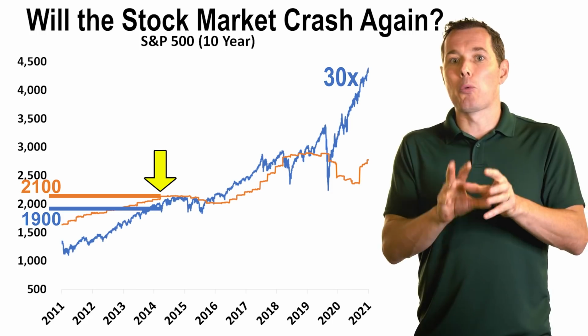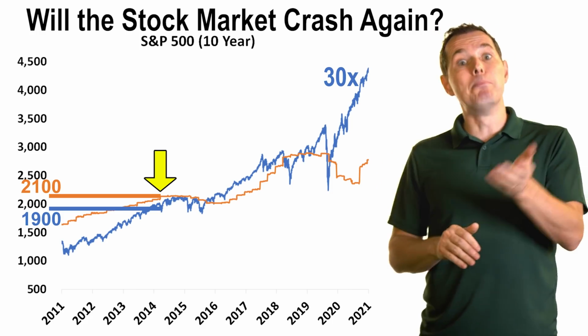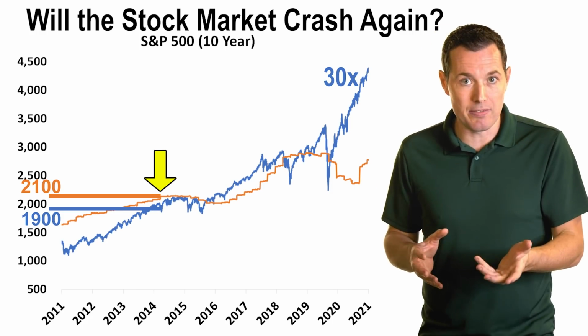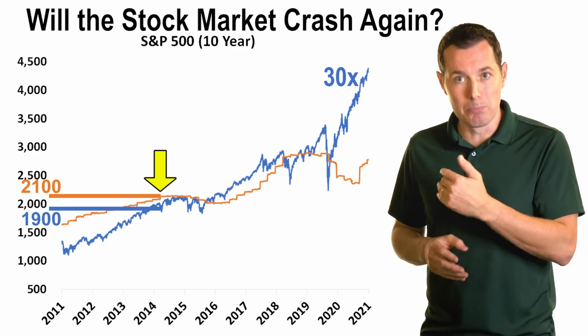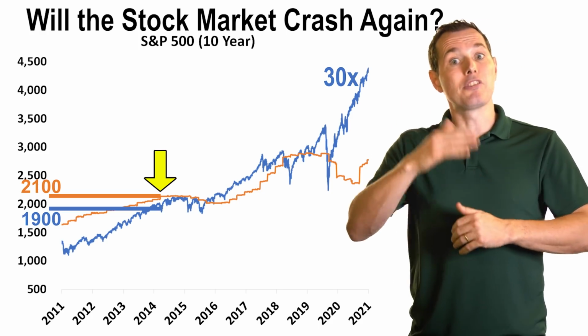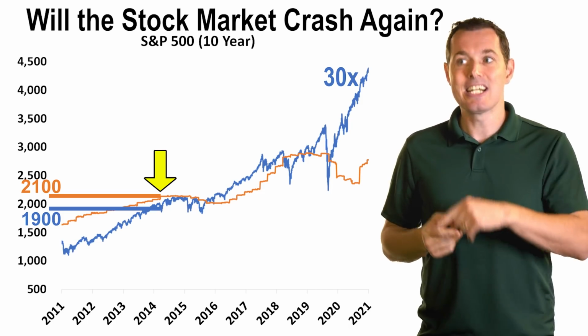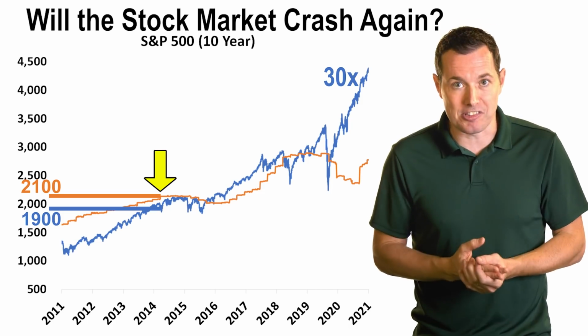Now, basically that's all we're looking for. If the orange line is above the blue line, the stock market's undervalued. If the orange line is below the blue line, the stock market is overvalued, and where they intersect is the fair value in theory of the stock market.